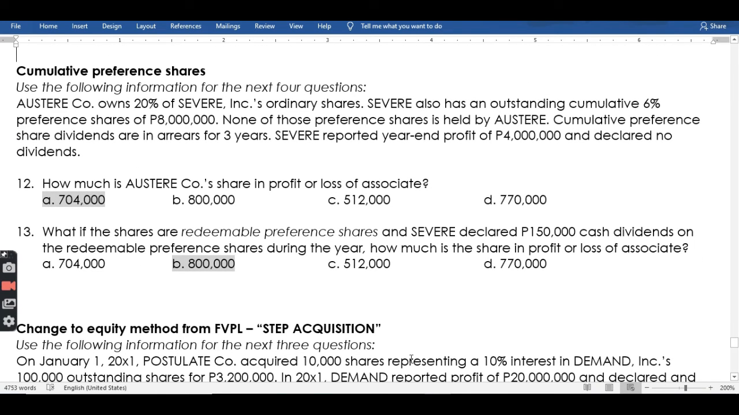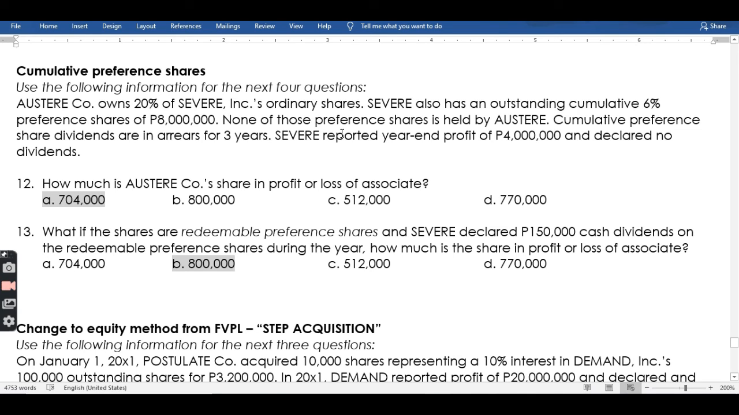Okay, next. What if there are cumulative shares? Here we will again have an adjustment to the income we recognize. Austere Company owns 20% of Sevier Incorporated's ordinary shares. Sevier also has an outstanding cumulative 6% preference shares of 8 million.